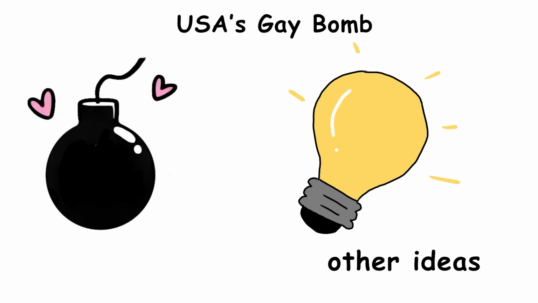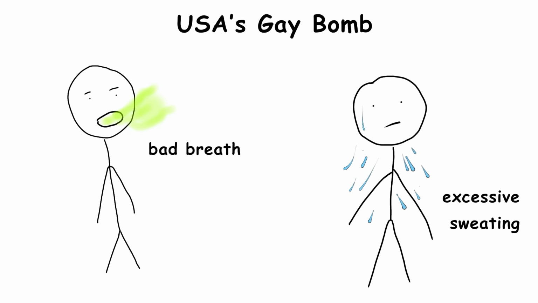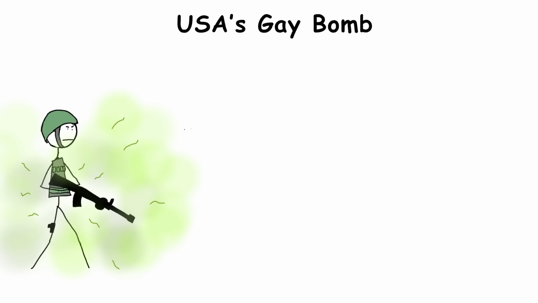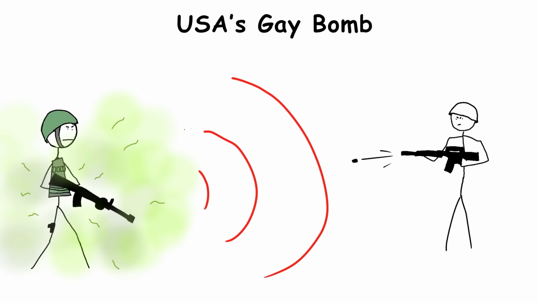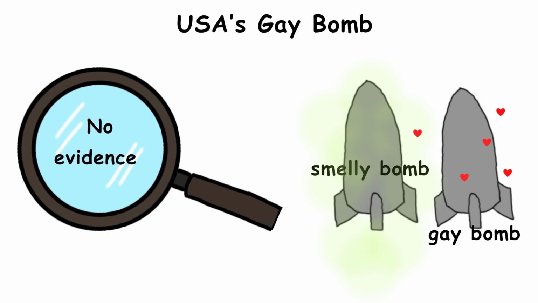Along with the gay bomb, other ideas were discussed, such as remotely engineering body odors using compounds found in bad breath and excessive sweating, with the goal of making the enemy so smelly that they could be easily detected by their opponents. However, there is no evidence that these weapons were used or that it's possible to create such a thing.